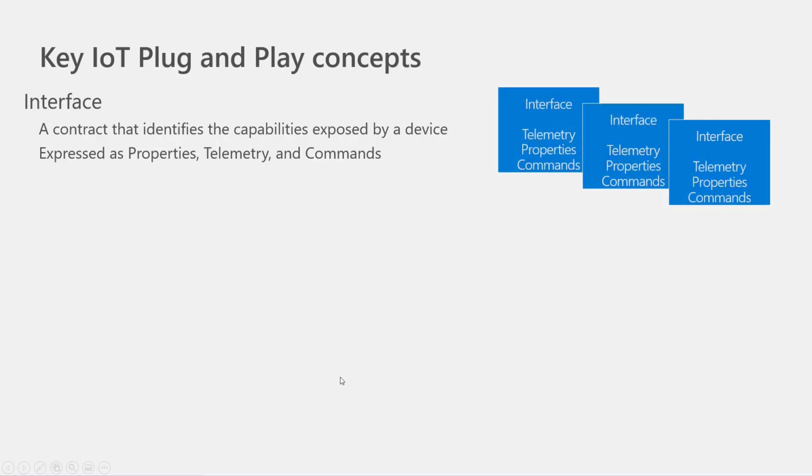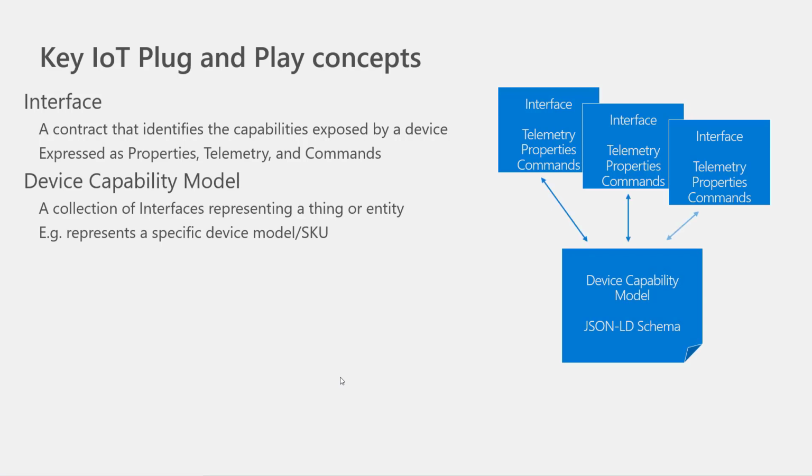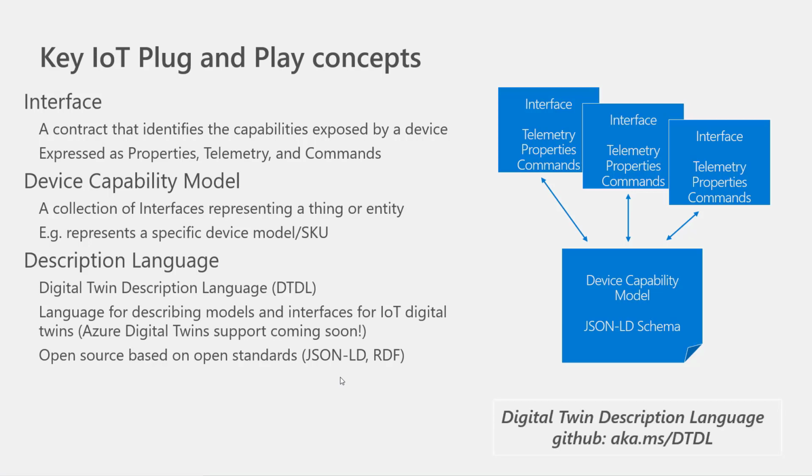So with IoT Plug and Play, as a device developer, you define an interface, and it's basically a contract which describes the properties and the telemetry and the commands, and there's a schema for being able to define these. You can define what's called a capability model, which is a collection of interfaces which represent that thing. So, for example, it could be a device model for a sensor that you're bringing to the marketplace. And there is a description language to go and define these. It's actually called the Digital Twin Description Language. It's based on an open source standard called JSON-LD and RDF. And you can find more about the specification in the link at the bottom of the page.